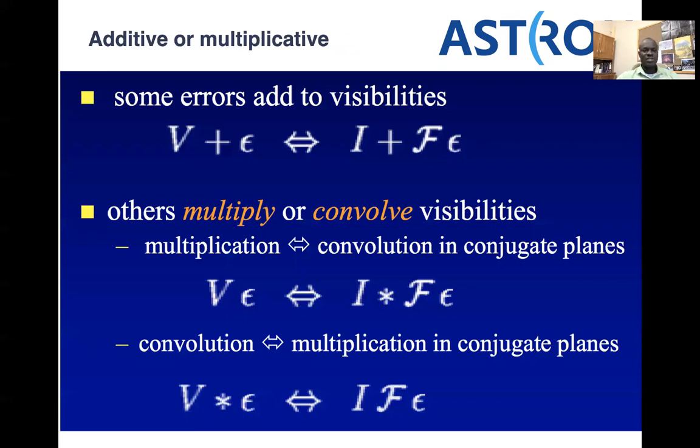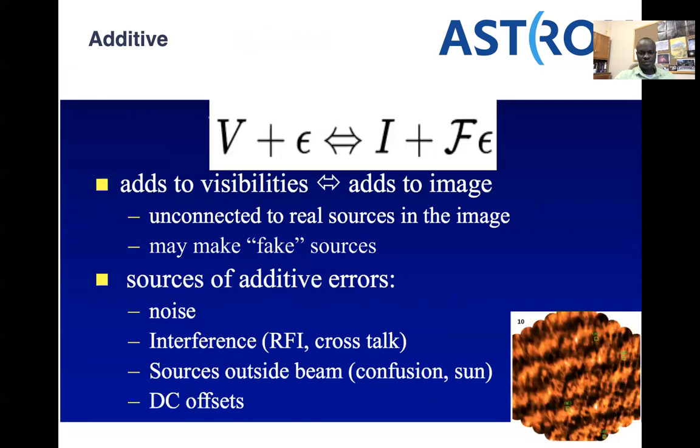Okay, so I've earlier mentioned that the errors you get in your visibility could be additive, in which case it adds to your visibility, or it could be multiplicative, in which case it multiplies or convolves into your visibilities. And these are just equations to demonstrate that it could actually be an additive error to your visibility, or it could be a multiplicative error, or what you call a convolved error within your visibility.